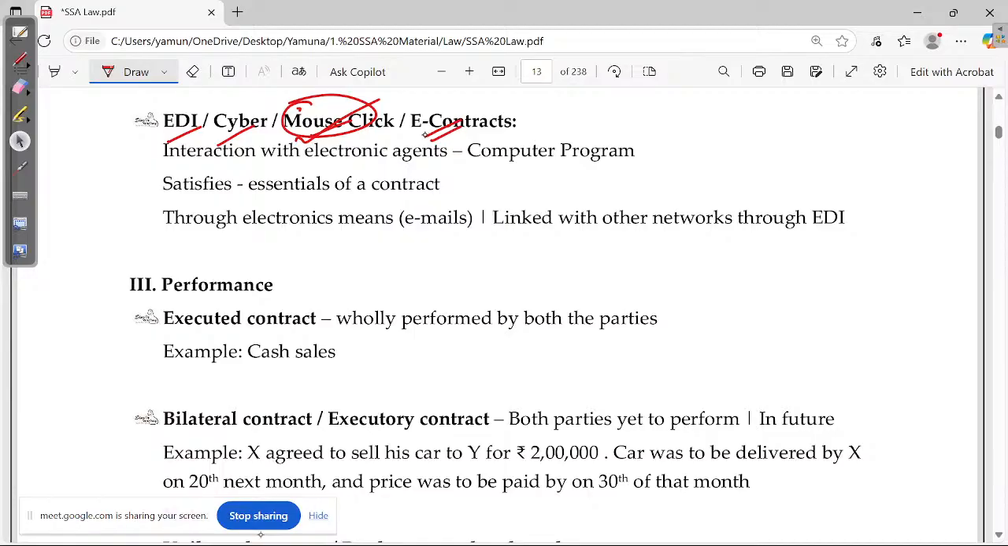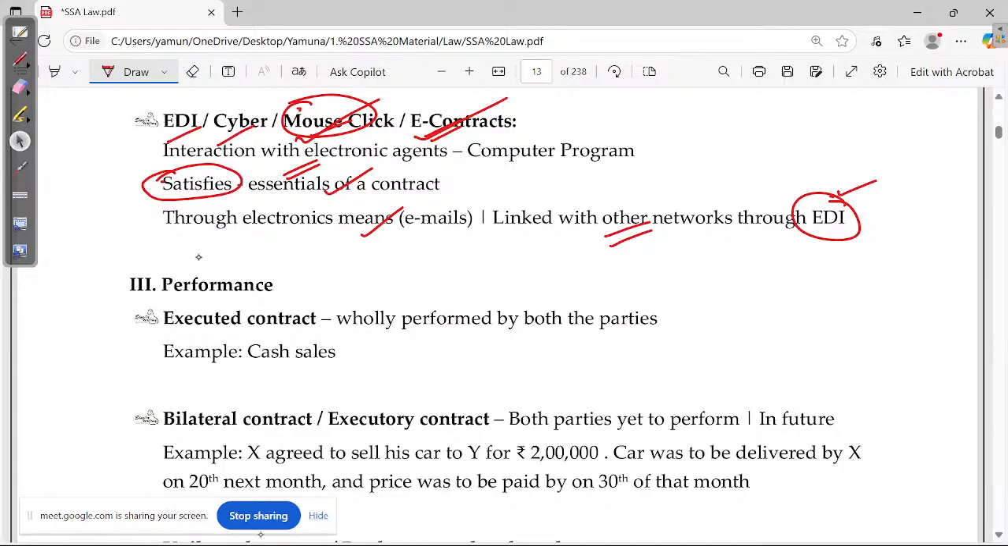It's all happening with the text. That's why we call this e-contracts or cyber contracts. It's interacting with electronic agents. So the computer is programmed in such a way, if you want to execute, execute or stop it. Even though it's called e-contracts, it should satisfy all the essentials of a contract through electronic means. Probably it will be linked with other networks through electronic means. So you go for payment and it's redirected to the bank page. If you want to make UPI payment, it is directed to that page.